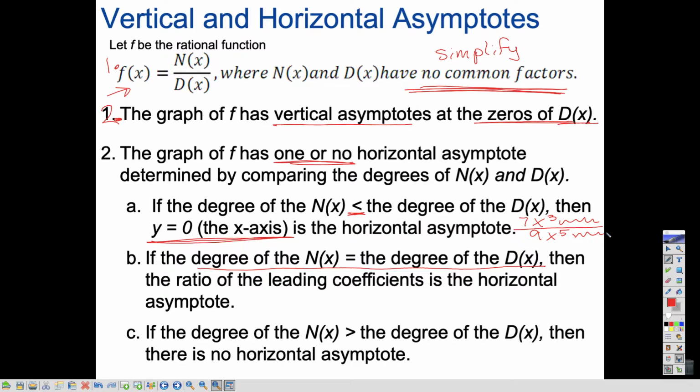Now if the degree of the numerator is equal to the degree of the denominator, so 7x cubed over 9x cubed, I don't care what everything else is. Are the degrees equal? Yes. So the horizontal asymptote is the ratio of the leading coefficients. So y equals 7/9. If the degree of the numerator is equal to the degree of the denominator, it's the ratio of the leading coefficients.